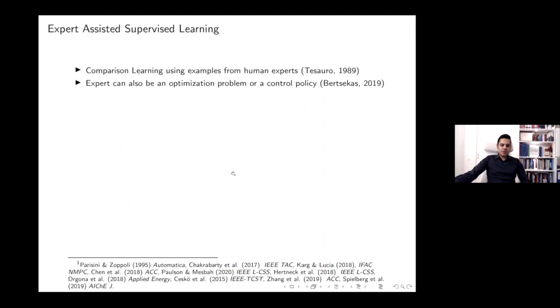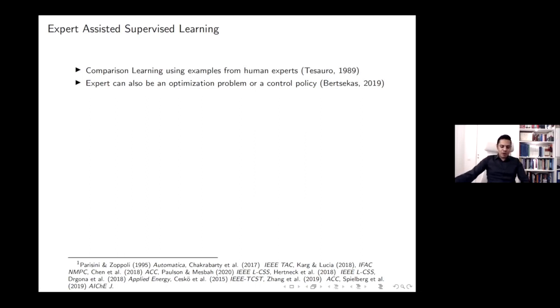This is an idea that dates back to probably even older than 1989, but this was quite common in the computer science literature where they called it comparison learning. The idea here is to mimic human experts. This kind of expert-assisted supervised learning was popular in games and the computer science domain. But it's not just the human experts that we can mimic. Of course, we can also mimic optimization problems or control policies.